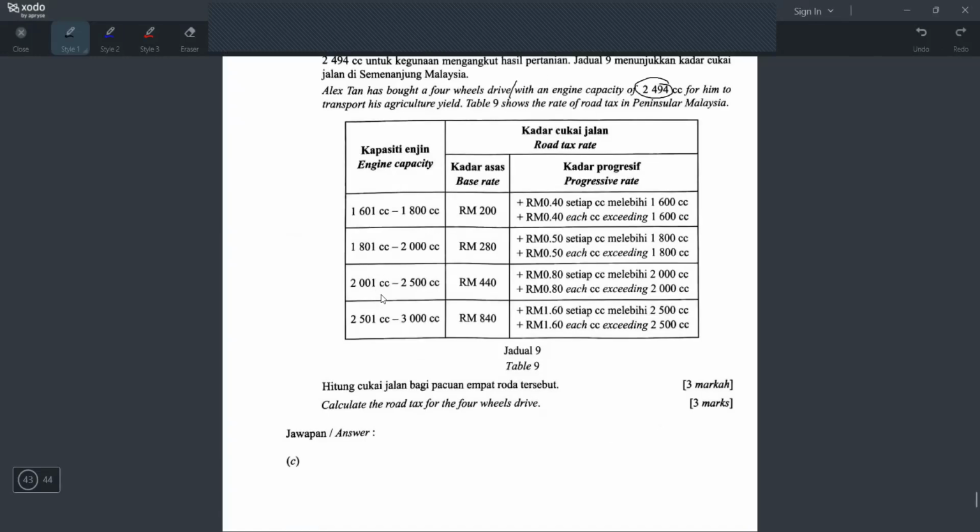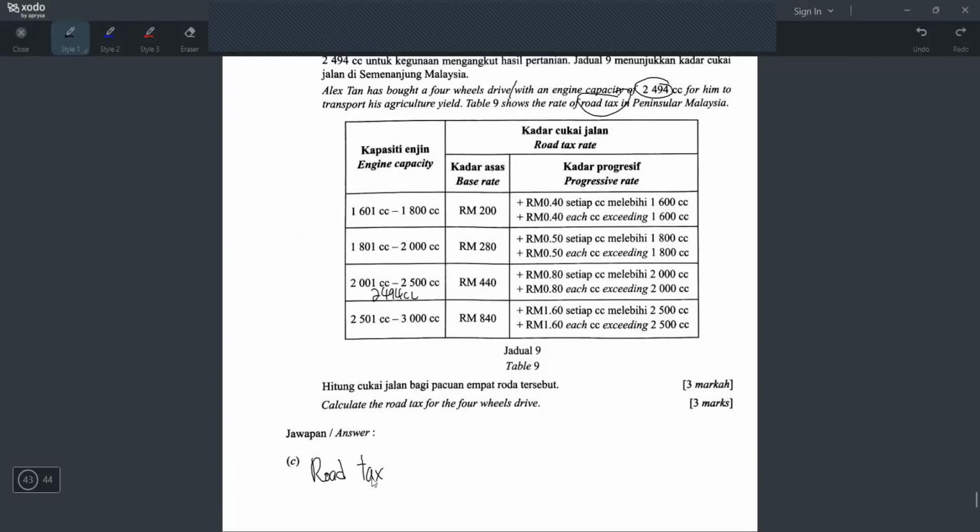So it belongs to this one, 2494 cc between here, right? To transport his agriculture yield. Table 9 shows the rate of Rotax in Peninsular Malaysia. Okay, Rotax is very easy to calculate, right? It's not like motor insurance.